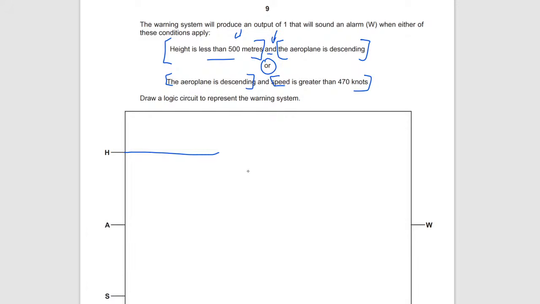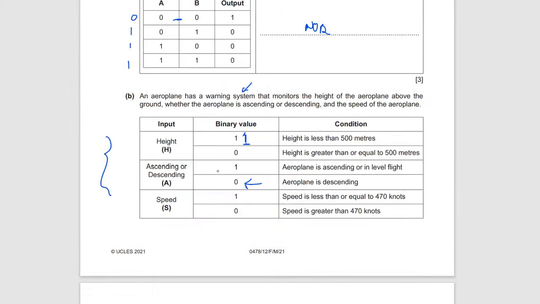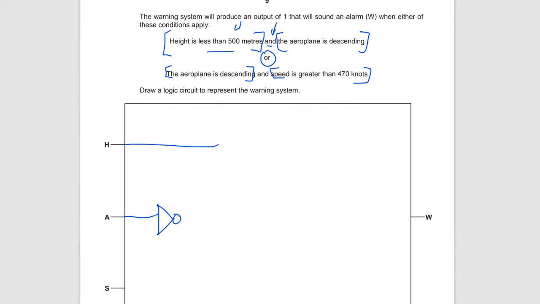Okay, there you go. So the first one is the height is less than 500 meters. So if the height is less than 500 meters, we saw that it's just 1, meaning we just draw a straight line. Nothing to do with H. This AND, meaning we join it with the AND, aeroplane is descending, so I'll put a NOT gate, because remember here it said it's 0, meaning it's not 1. If it was 1, then I would have just drawn a straight line like this, but here it's 0, therefore I have to say not 1. And basically this is joined with an AND gate. Sorry for the bad handwriting, but this is basically joined by an AND gate.